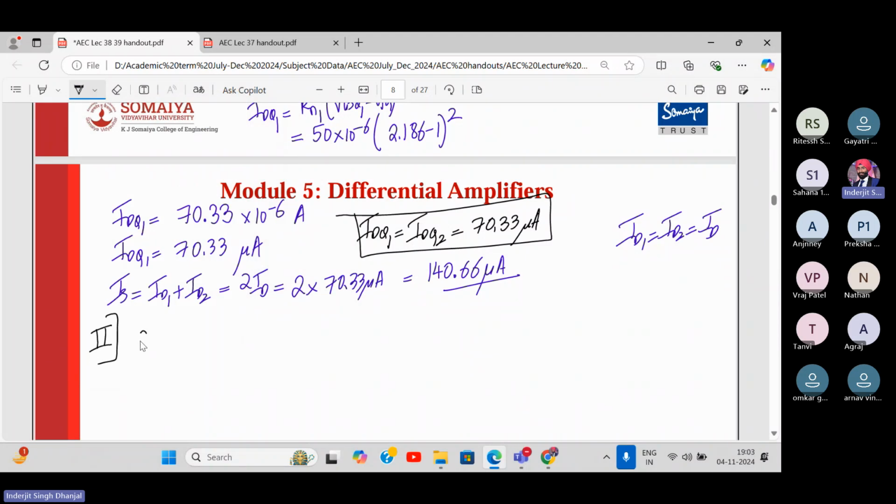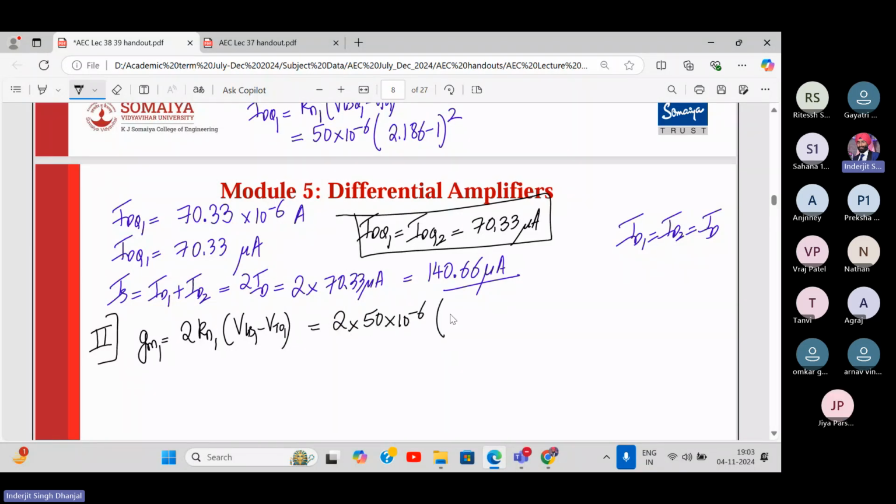Now the next step will be finding the small signal parameter GM. What is the formula for GM? Twice Kn into VGS minus VTO. I'm not writing any numbers yet. Remember, there is no square. So twice into 50 micro into VGS1, which is 2.186 minus 1. So calculate GM1 for me. And then we say GM1 is equal to GM2 is equal to GM.